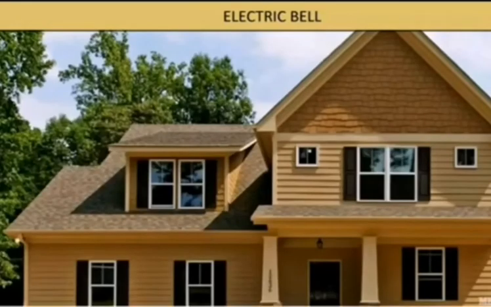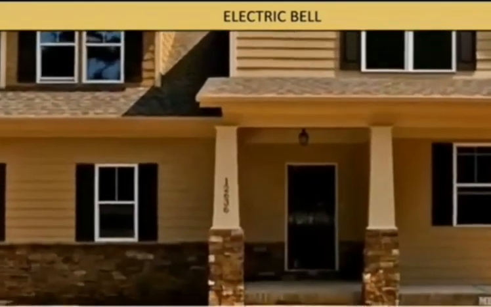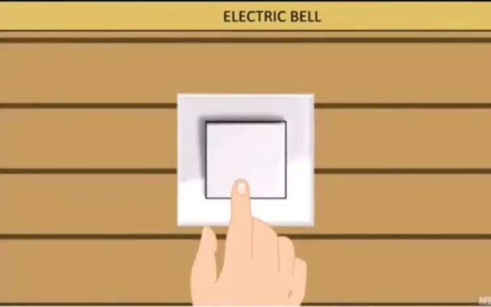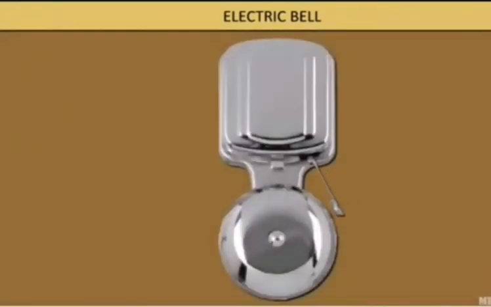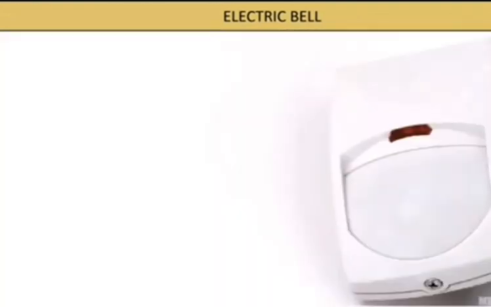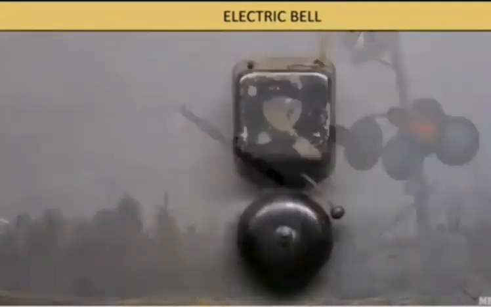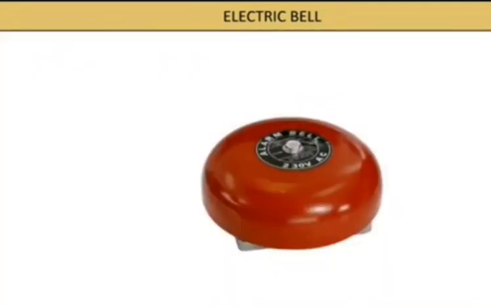Now, electric bell. An electric bell works on the principle of an electromagnet. It works on the magnetic effect of current. The electric bell produces a repeating buzzing or ringing sound when an electric current is passed through it. You can see electric bells in telephones, alarms, railroad crossings, doorbells, and many other things.